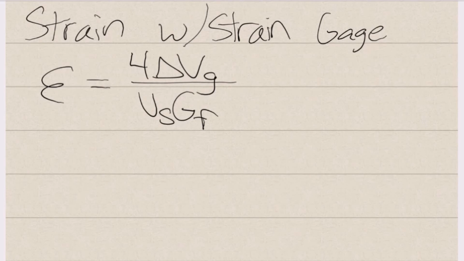So you see this variable GF, and GF is a property called the gauge factor of the strain gauge. And this type of information is usually provided by the manufacturer of the strain gauge. So now we can calculate the strain on materials and parts as long as we have a strain gauge and a Wheatstone bridge.